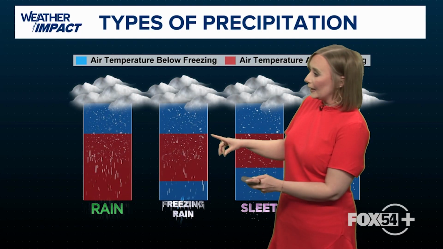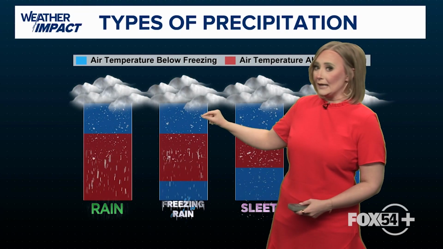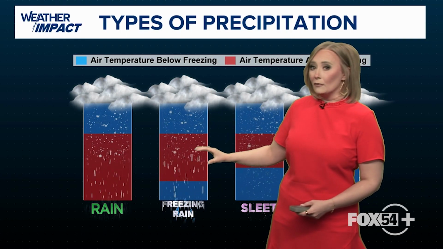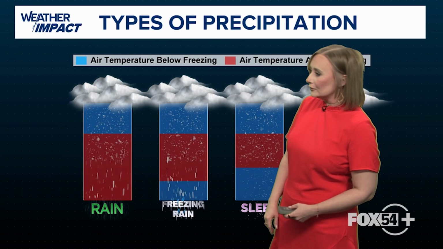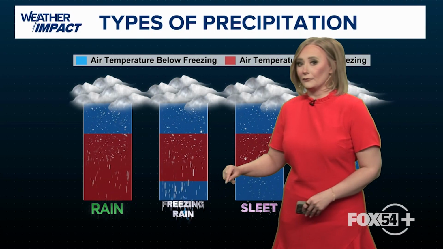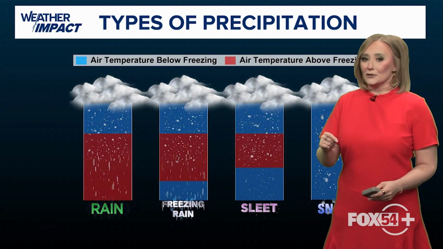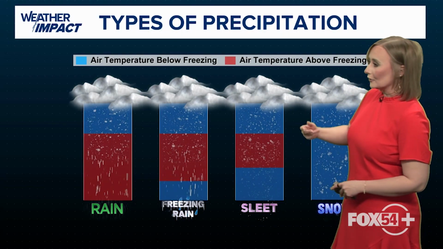Whereas freezing rain, you're going to have a cold start, so a colder pocket in the atmosphere. It goes through a little bit of a warming, and then notice how it gets just a tad colder heading into the surface area of the atmosphere. So that's how we get that freezing rain. You'll notice the difference between rain and freezing rain just by the way it sounds as it hits the ground.